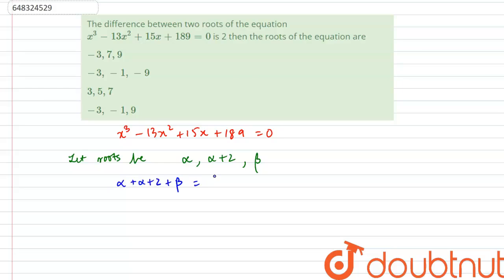The sum of the roots will be equal to minus b by a, where b is the coefficient of the second highest power of x, right? So this will be minus of minus 13 divided by a, so that is divided by 1. This implies that 2 alpha plus 2 plus beta, we can take the 2 alpha on the other side, so we'll have 13 minus 2 alpha. So this implies that beta is equal to 11 minus 2 alpha. Let us call this equation number 1. We will use this equation later.